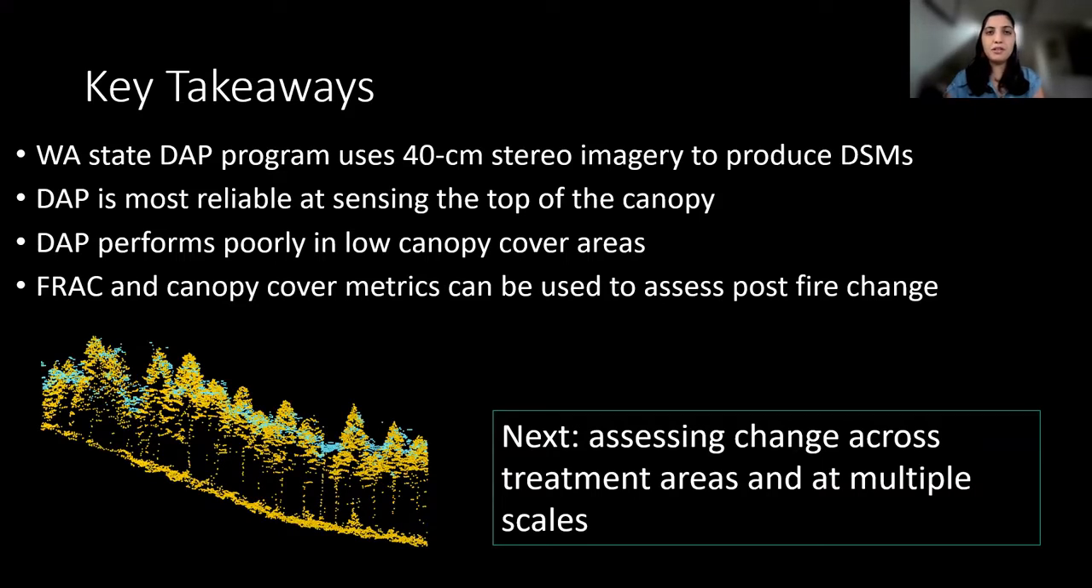And what I will be doing basically for the next couple months is assessing change across treatments within the Colville CFLRP at multiple scales. We've actually got field data, we've got STEM maps at a really fine scale, so we can use that as truth and see what DAP is telling us about how much change has occurred. And we'll also still be doing some more analysis of these fires. This was really just a kind of preliminary talk.